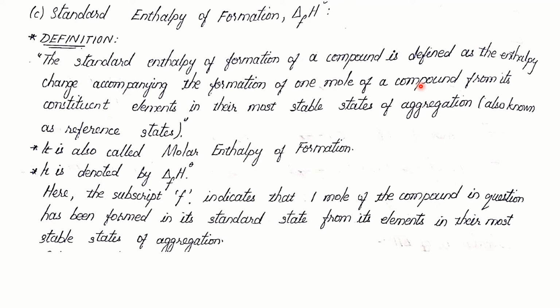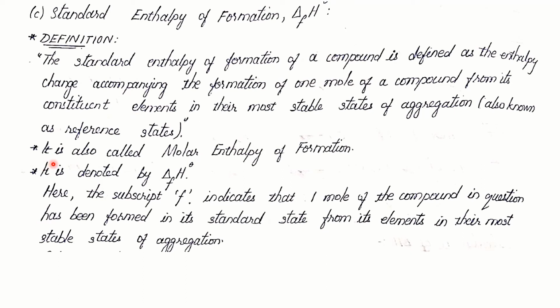And so what do you understand from this term, standard enthalpy of formation? It is nothing but the enthalpy change, or in other words, the heat change or energy change that occurs when 1 mole of a compound is formed from its constituent elements, which are in their most stable states of aggregation. Now, the compound that I am talking about here is formed from its constituent elements. The compound is not formed from other compounds. It is formed only from its constituent elements. Clear? So, keep this also in your mind.